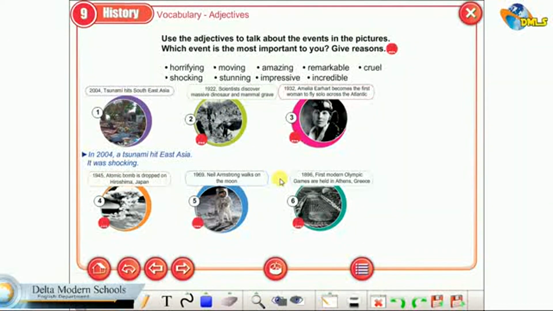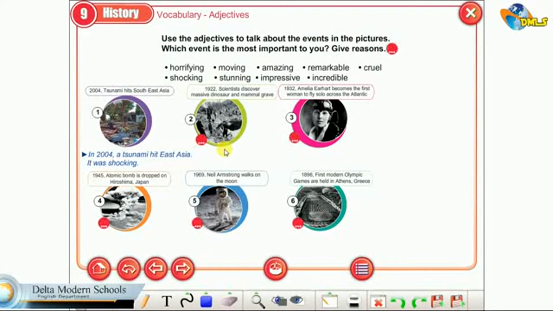Here we have some historical events that happened in the past, as we said, a long time ago. Now we are going to see each one of these actions and try to describe it using adjectives. Okay, let's go to number 1. In 2004, a tsunami hit Southeast Asia. Oh, how do you feel toward this event? Let's see. It was shocking.